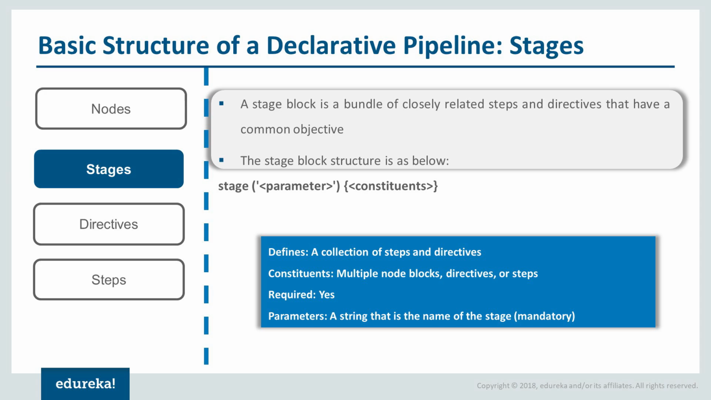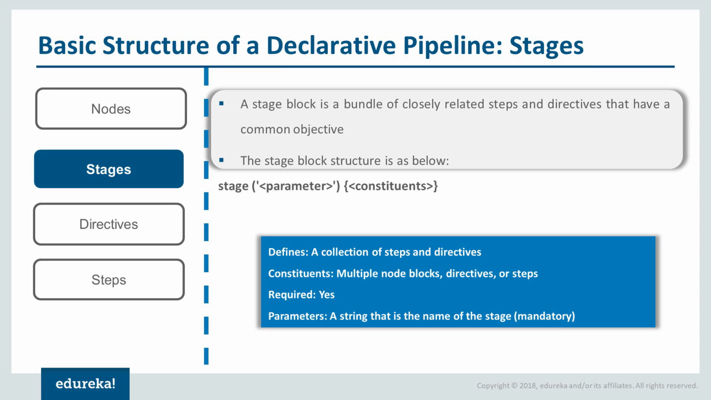Next would be stages. A stage is basically an individual snippet for each task to be done. So each task would basically be a stage. You will have a build stage. You will maybe have a clone stage. You will have a testing stage. Let's say post-build steps, maybe sending emails. Each one will actually be a stage. So it defines a collection of steps and directives. It can contain multiple node blocks. And it is a compulsory field, so you need to have stages when you're writing the pipeline.